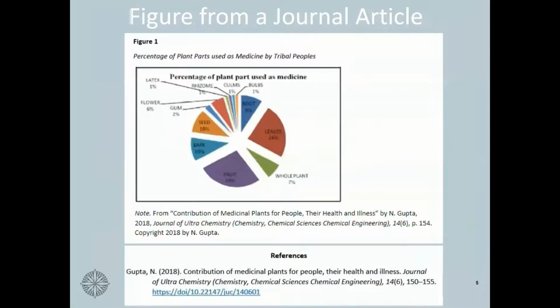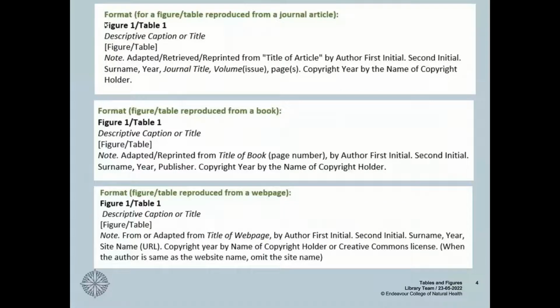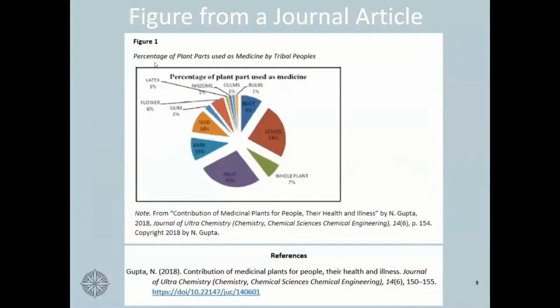So this is an example of a figure from a journal article, and you can see that I've started up the top with figure 1. This is the first figure that I'm using in this presentation, so it's titled figure 1, and that's consistent with the breakdown that we have here. Underneath, we have the descriptive caption or title in title case and italics. So we've got capital letters through here as title case, and this has been italicized. Then we have the figure itself. In this case, this is a graph that I've taken from this journal article. And underneath we have a note section.